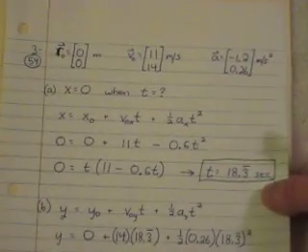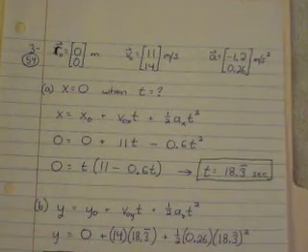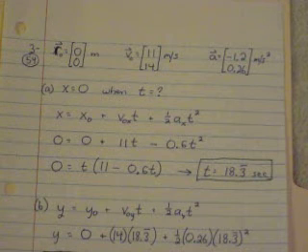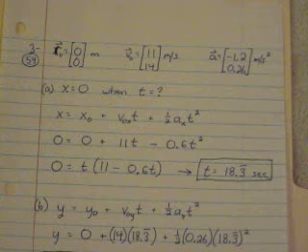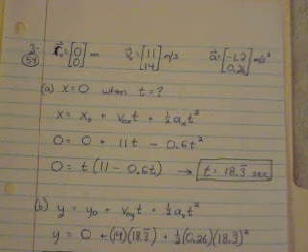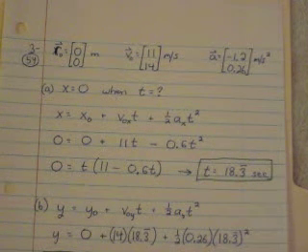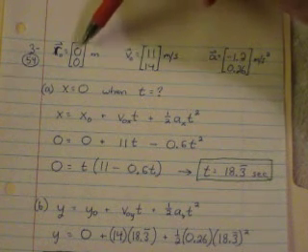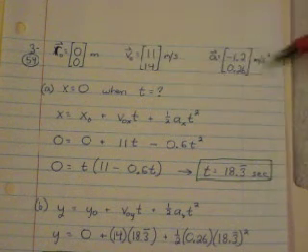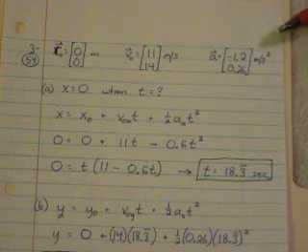Number 54. We have the initial position, which is at the origin, so 0, 0. Initial velocity and acceleration.